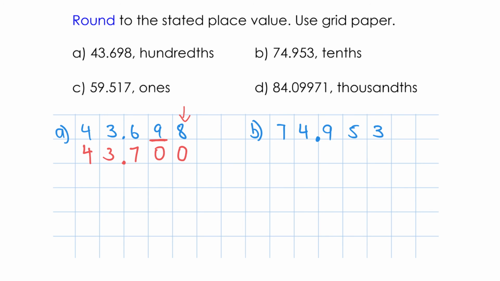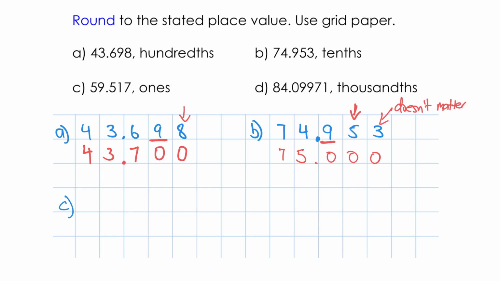Nearest tenths. Tenths is located right here. This is the digit that tells us what to do. This digit here doesn't matter. In this case, who cares what that number is? It means nothing to us. So the 9 tells us to round up. If we round 9 up, it goes up one place value. So in this case, the answer would be 75.000.